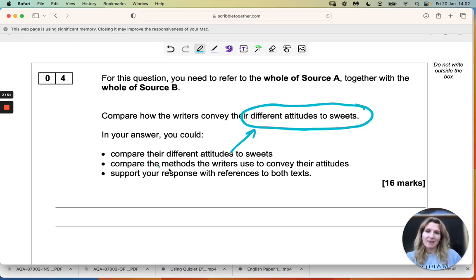Compare the methods. So this means keywords and techniques. And then include evidence, right? So I've already told you that. Your evidence and or your techniques. So methods, by the way, includes word choice. So even if you just include keywords and explain them, you can get your marks for that. Let's look at the extracts.